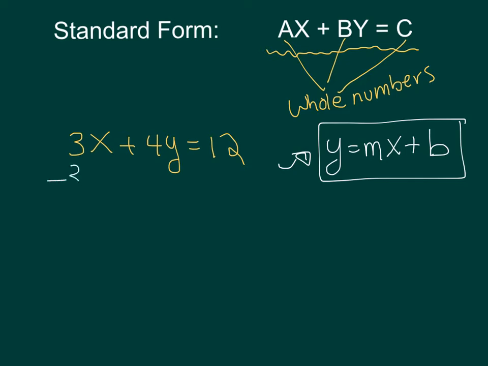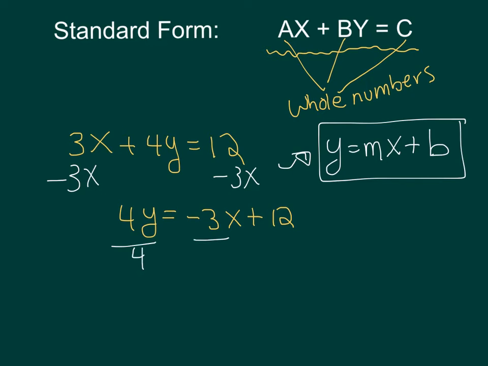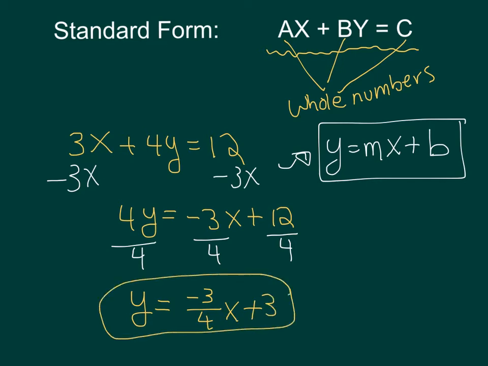Your first step is to subtract 3x from both sides. You're going to end up with 4y equals negative 3x plus 12, and I'm writing it that way to have the x in front. My last step is to divide through all the terms by 4, and I'm going to end up with my slope-intercept form, which is y equals negative 3 over 4x plus 3. Now, if you remember from class, the reason why this equation is so useful is because it immediately gives you your slope, which is negative 3 over 4, and your y-intercept, which is 3.